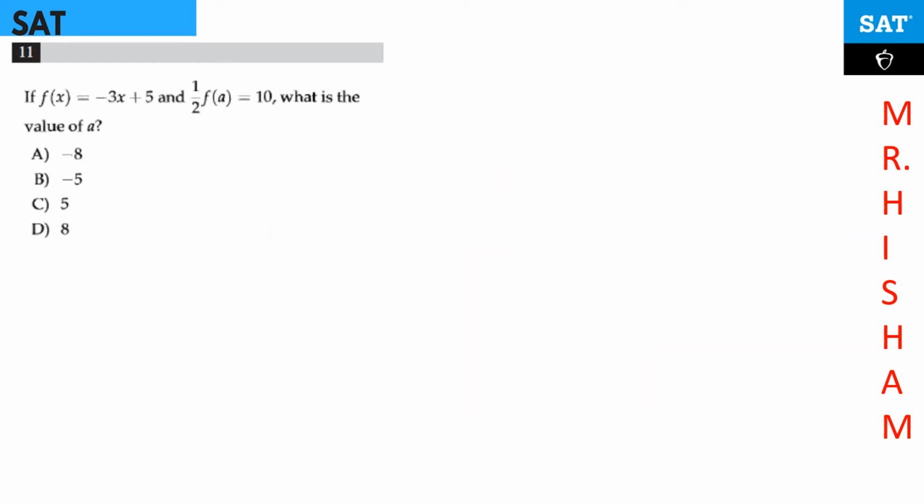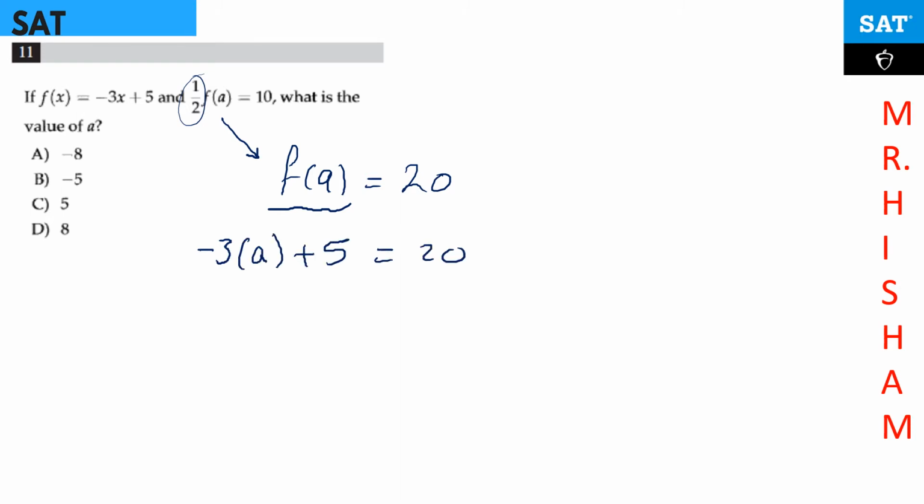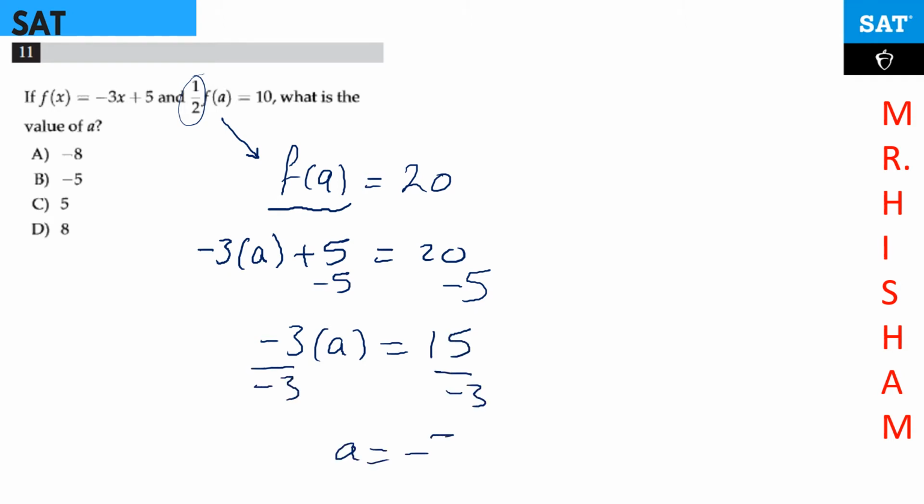So we have twice f of a is equal to 10... for sure, if twice f of a is equal to 10, then f of a is equal to 5... Actually, taking the given: f of a is equal to 20 by multiplying both sides by 2. So what is f of a? It's -3x plus 5, replacing x with a: -3a plus 5 is equal to 20. By subtracting 5 from both sides, -3a is equal to 15. And by dividing both sides by -3, a is equal to -5. So the answer is B.